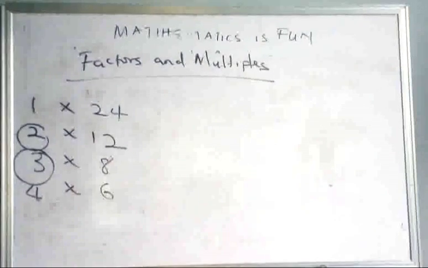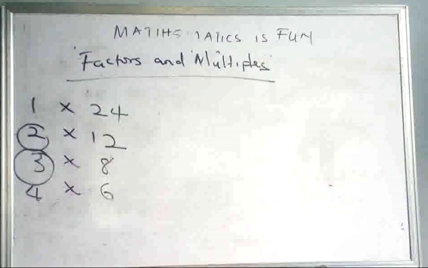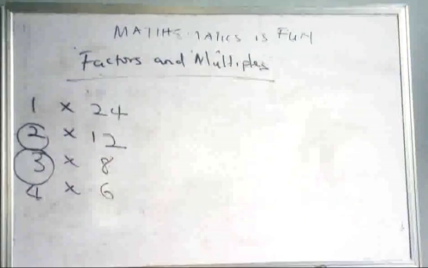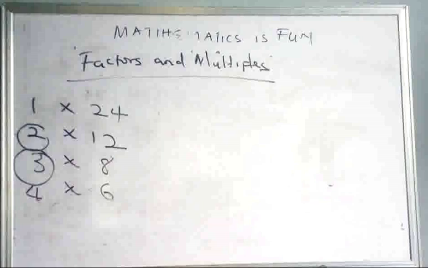In our next video, we'll be dealing with highest common factors. But for now, you can try this at home. List the prime factors of 27. So try this and let's see what you get. Just play around with it and have fun with it.